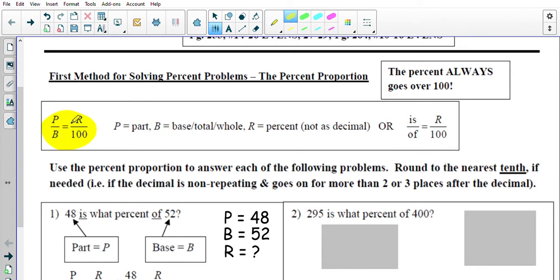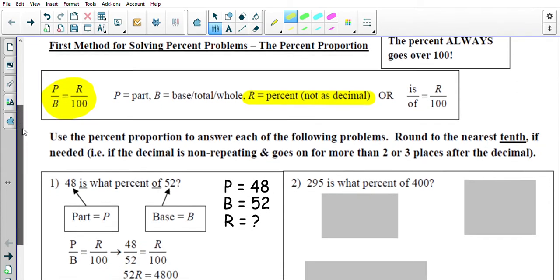P represents not the percent, but the part. B represents the base, total, or whole. That's one of the easiest things to identify. And R is going to represent the percent, but not written as a decimal since we're putting it over 100. So part over base equals R out of 100, the percent over 100.